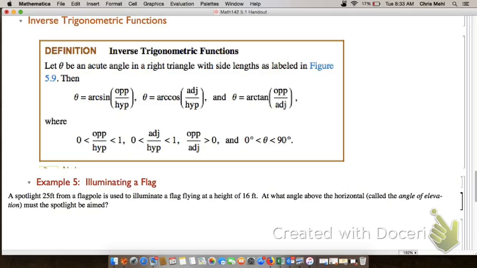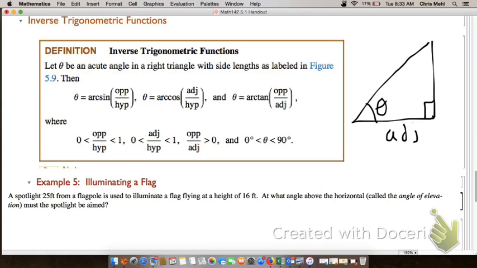Okay, so again, with a right triangle, which I can draw over here to the right. If I call this angle theta, that's our right angle. That's the adjacent side to the angle. That's the opposite. This is the hypotenuse. Well, since sine theta is opposite over hypotenuse, that means that the angle theta can be recovered by applying arcsine to the opposite side over the hypotenuse. Okay, and the same would be true for arccosine or arctangent.